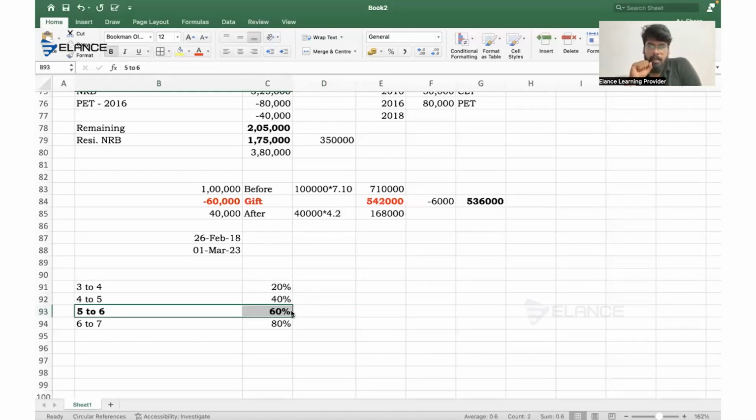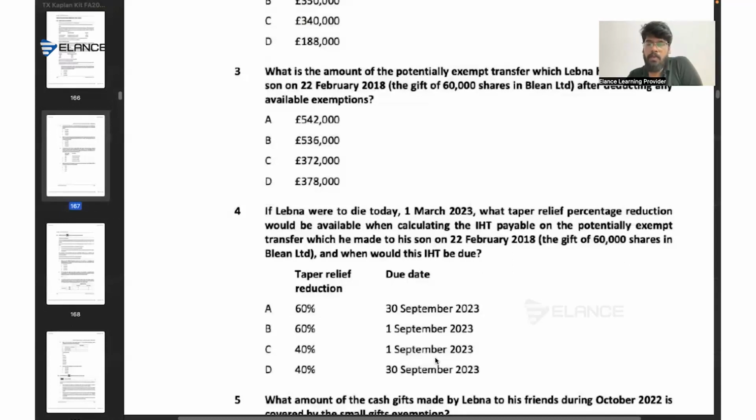Okay, 2018 comes to 2019, it will be 1 year. 19, 20, 21, 22, 23. 5 years, correct. It will be 5 years, 5 to 6 years. So 60% is the taper relief percentage they will get on the death. And here we are also required to find out what is the due date. On the death, there will be some additional tax liability arising. And what is the due date?